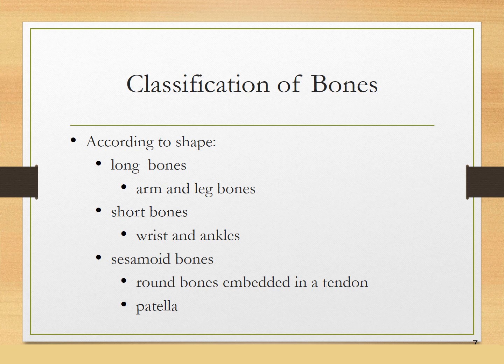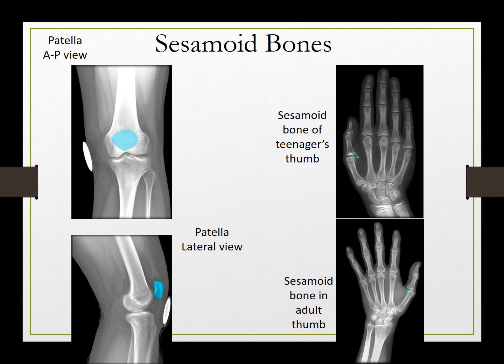Your arms and legs are classified as long bones. Your wrist and ankle bones are classified as short bones. Some bones are found embedded in a tendon, and these are referred to as sesamoid bones, which means sesame seed shaped. The largest sesamoid bone in the body is the patella or kneecap. On this slide, you can also see a sesamoid bone that's found in the thumb.